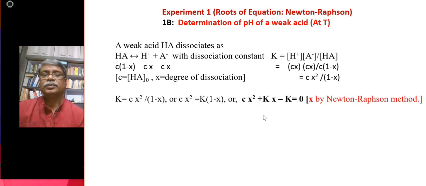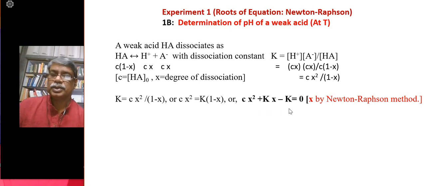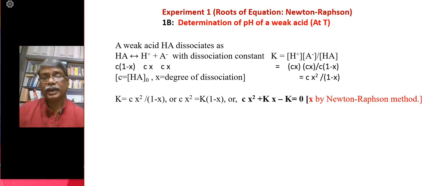So if you just manipulate a little bit, you will get a quadratic equation in x: Cx square plus Kx minus K equals to 0. So this is the mathematical model. Now the problem has to be transferred or translated into programmatic language by the help of Newton-Raphson method.